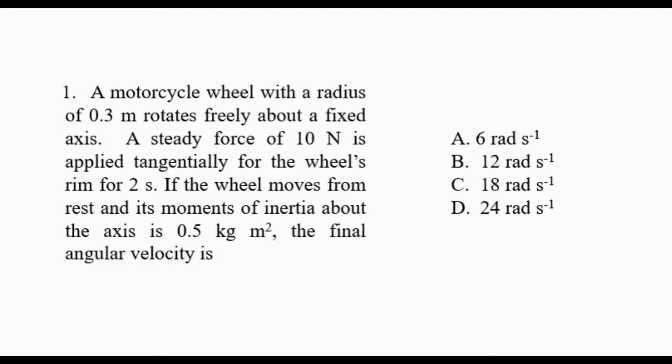A motorcycle wheel with a radius of 0.3 meter rotates freely about a fixed axis. A steady force of 10 Newton is applied tangentially to the wheel for 2 seconds. If the wheel moves from rest and its moment of inertia about the axis is 0.5 kg meter squared, what is the final angular velocity?